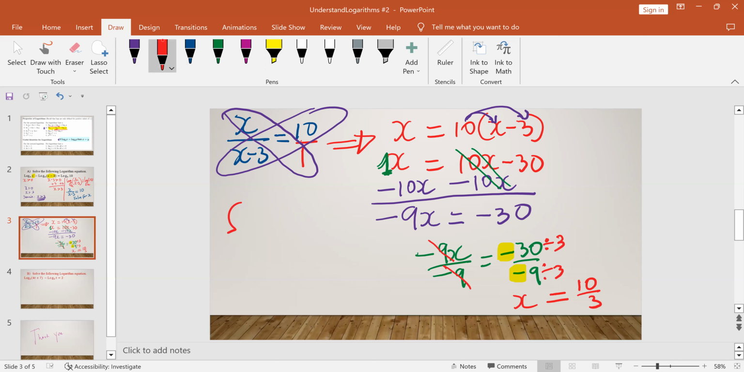Therefore, the solution is what? X equals 10 over 3.